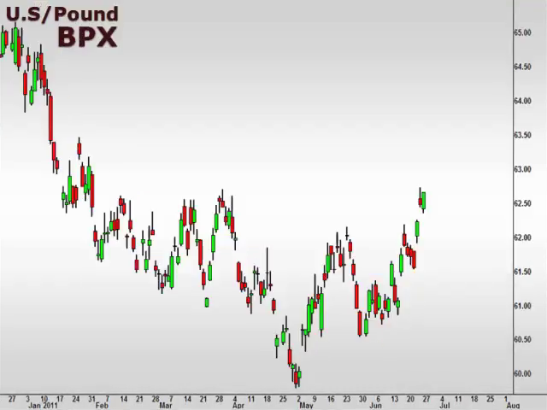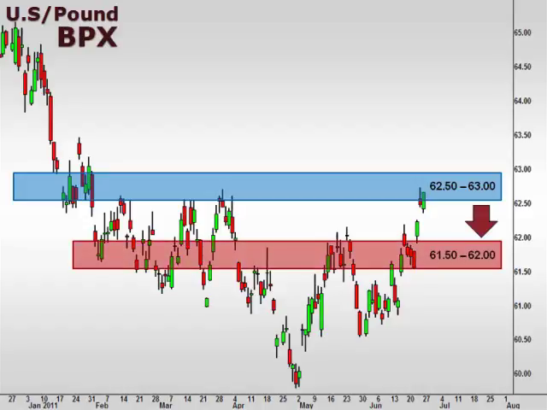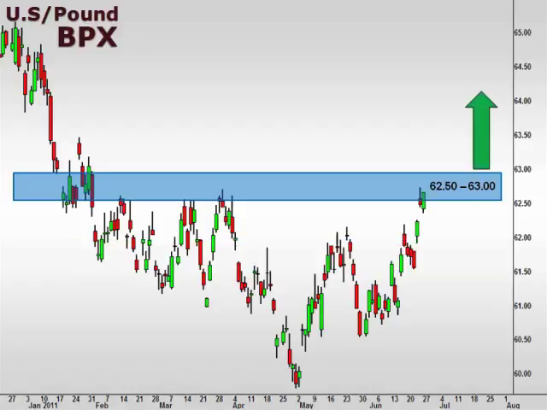Let's take a look at the U.S. dollar versus the British pound as seen here in the BPX. Well, the BPX pushed into the 62.5, 63 resistance level last week. After such a significant move, we are open to the possibility of a retracement lower that could come back down to test the 62 level. Now, a break of 63 opens the window for a continuation higher.